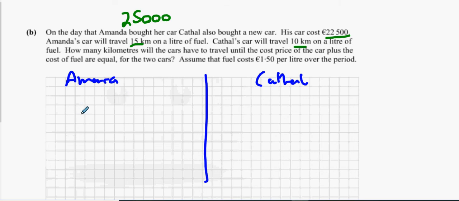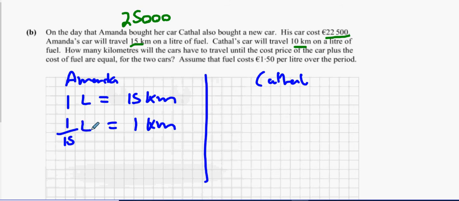Alright, first of all, Amanda, okay? Amanda is going to be 1 litre equals how many kilometers? You happy enough with that? 1 litre equals 15 kilometers. Okay? Next. Next thing we're going to do here is 1 kilometer for Amanda is how much of a litre? How much of a litre does it take for Amanda to go 1 kilometer? 1 over 15 litres.